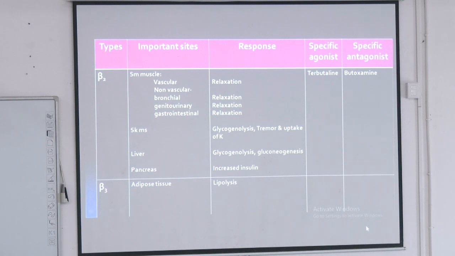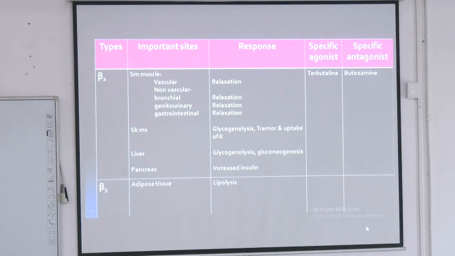Beta 2, again vascular relaxation, non-vascular bronchial, another most important. It will cause relaxation of the bronchiole. There are other actions too. Genitourinary, it is the relaxation of the, as you have seen, the detrusor muscle is being relaxed with the help of this beta 2 receptor. And uterus, the pregnant uterus, there will be relaxation of the uterus.